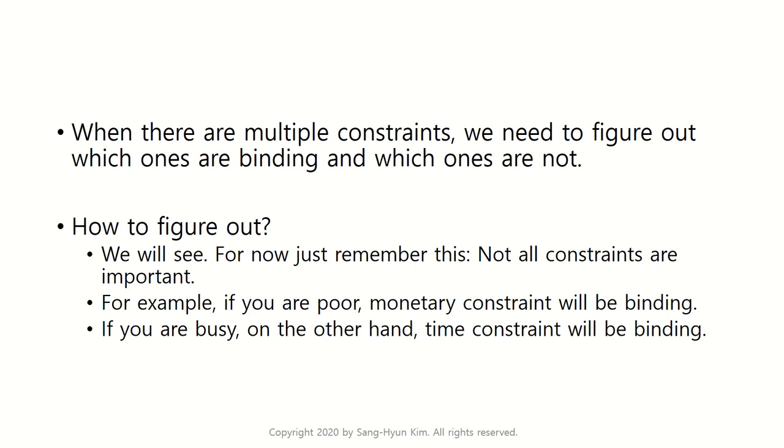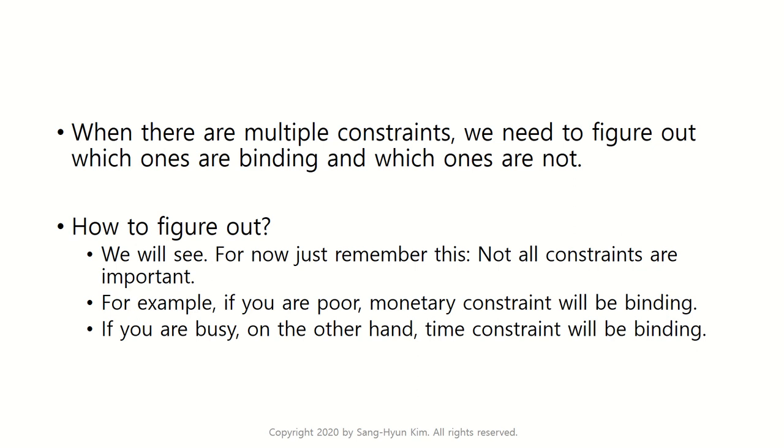So figuring out which constraint is binding and which constraint is not is important, not only in our class but also in our life. So then you may ask, how can we figure out which one is binding, which one is not? And we'll see, but intuitively you probably have an idea. But for now, just remember this: not all constraints are important. Some constraints are important. Binding constraints are important. Some are not binding. They are not important.